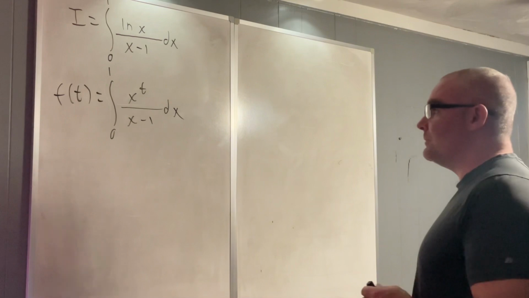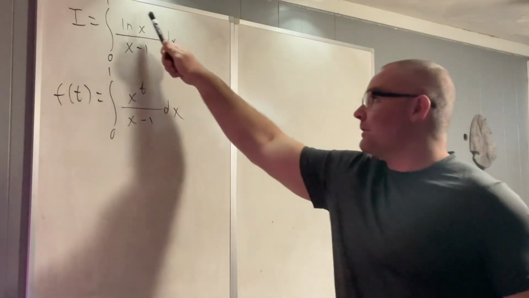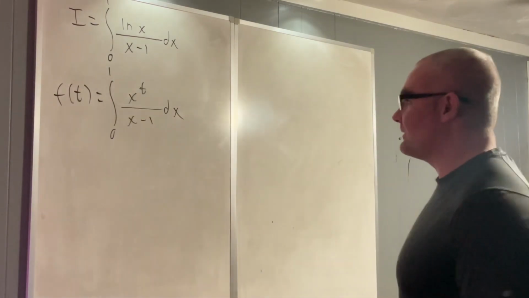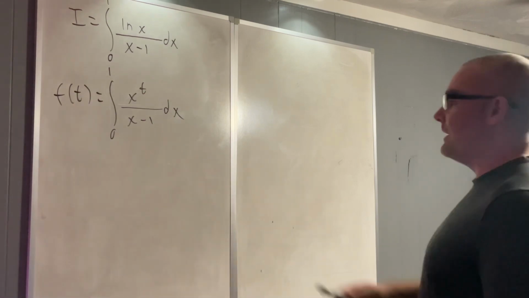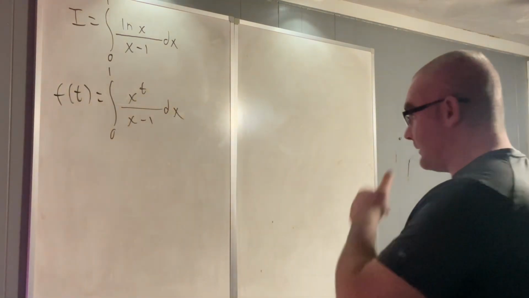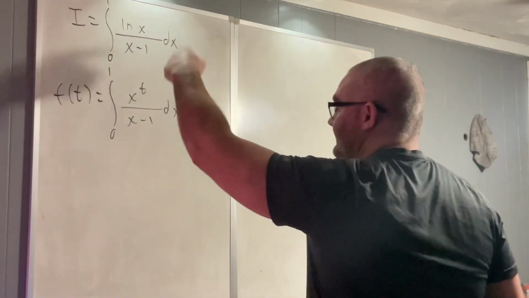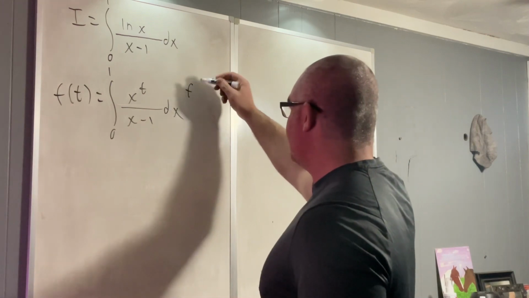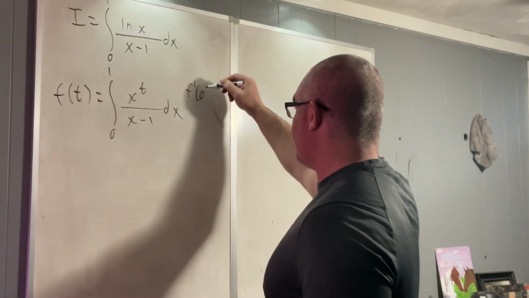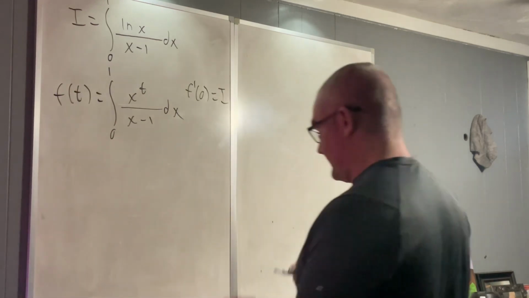And the reason I want to do that is because we can't really reparameterize the original directly, so we're going to have to find some way to get an ln x when you take a derivative. And this is how you do it. If you take a derivative with respect to t of x to the t, you will get back that ln x. So let's just note right now that if we take f prime and evaluate it at the point t equals 0, we'll have our original integral.